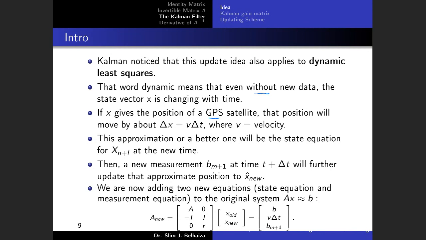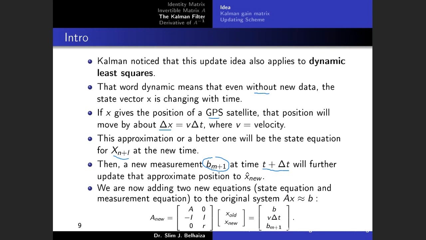about delta X with respect to time, which is equal to V delta T, where V is velocity. So this approximation, or a better one, will be the state equation for X n plus 1 at the new time. And a new measurement comes, which could be called b n plus 1, at some instant of time T plus delta T. This would be used to further update the approximate position, which is X hat new.